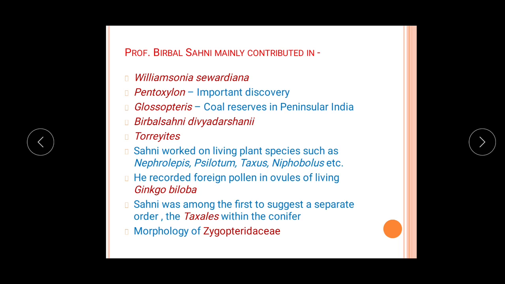Then Sahni was among the first to suggest a separate order, that is Taxales, within the conifers, and this Taxales order contains three genera, that is Taxus, Cephalotaxus and Torreya. So Birbal Sahni was the first to suggest that these Taxales should be considered a separate order containing the three genera, that is Taxus, Cephalotaxus and Torreya.